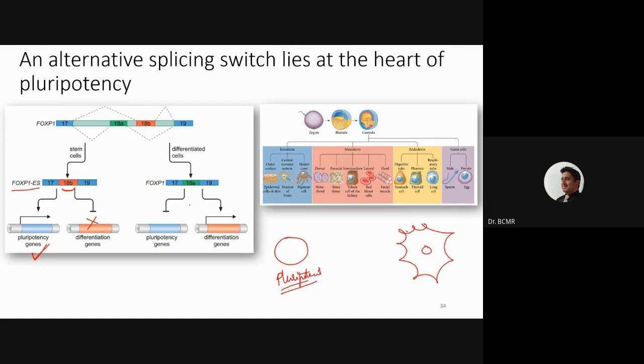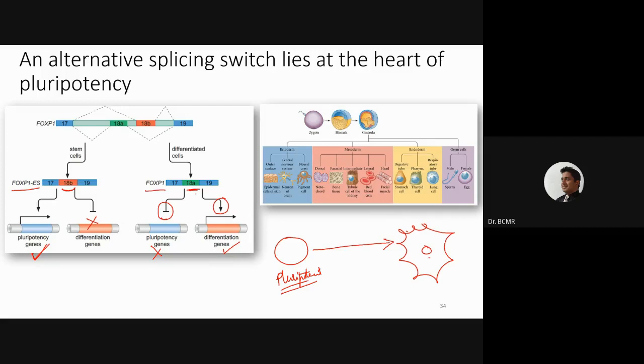Okay. But if during splicing there is inclusion of 18A, then the pluripotency genes are suppressed. This is how you show suppression. This is how you show expression or activation. And the arrow in 18A, if it is included, that forms the FOXP1, then you will have the expression of differentiation genes. And now the pluripotent stem cell will give rise to a differentiated cell.